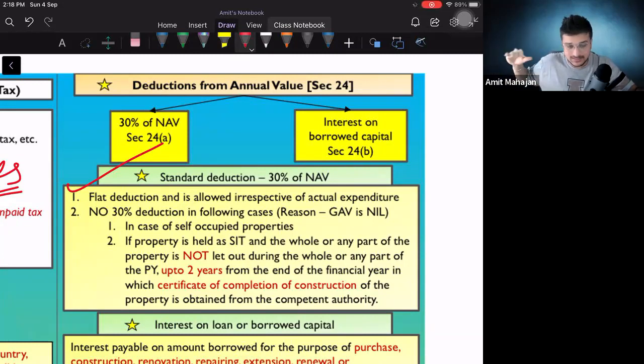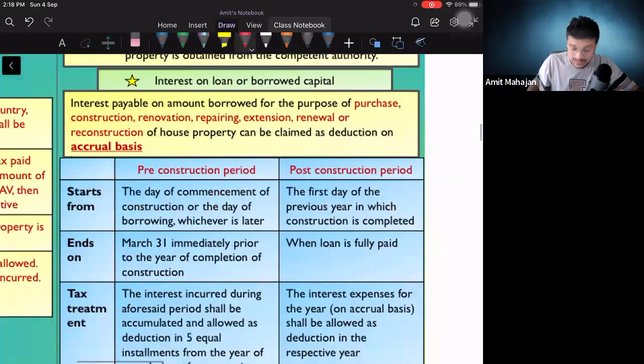So even though they give you repairs separately, maintenance separately, ignore it. There is one question which we are going to solve. Okay, मैं डायरेक्टली आता हूँ इंटरेस्ट ऑन लोन और बोरोड कैपिटल, फटाफट कवर करते हैं अभी 15 मिनट में. इंटरेस्ट पेबल ऑन अमाउंट बोरोड फॉर द पर्पज ऑफ परचेज, कंस्ट्रक्शन, रेनोवेशन, रिपेयरिंग, एक्सटेंशन, रिन्यूअल और रिकंस्ट्रक्शन ऑफ द हाउस प्रॉपर्टी कैन बी क्लेम्ड एज डिडक्शन ऑन अक्रूवल बेसिस. ओके, इस पे मैं 2 मिनट में आता हूँ.